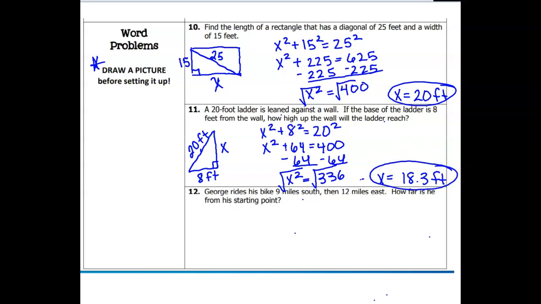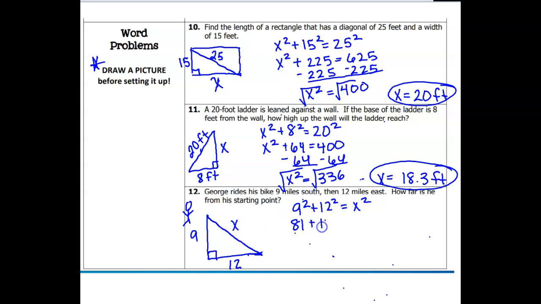All right. So the final one, George rides his bike 9 miles south. Okay, so here's George. He's going 9 miles south, going down 9 miles, and then he goes 12 miles east. So that's 12. How far is he from his starting point? So this would be the distance from his starting point. So this is our right angle. So our x is actually the hypotenuse. So 9 squared plus 12 squared would be equal to x squared. So we're really looking for the c, or the hypotenuse.